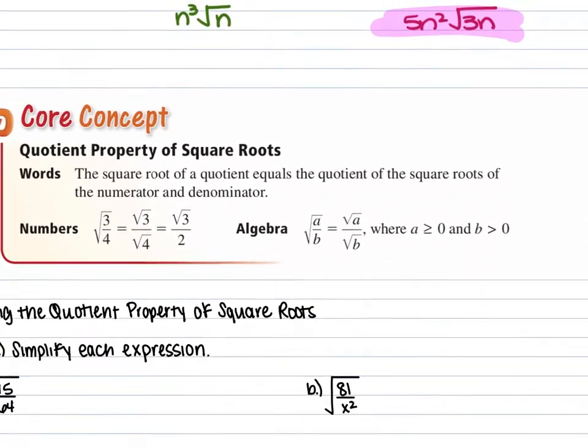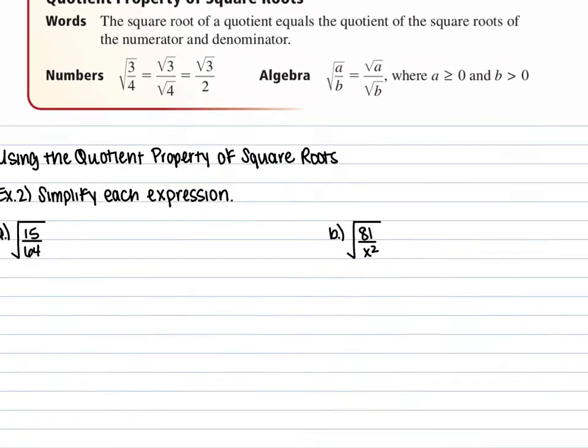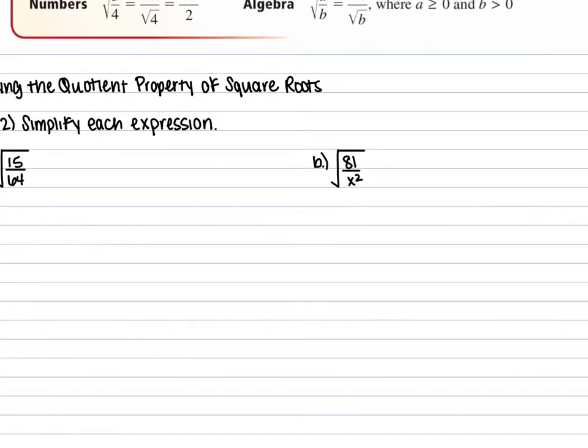For our next part of our lesson, we are using the quotient property in order to simplify these radicals. So if we look at example 2, we're just simplifying each of these expressions. When you have a fraction underneath your radical, you are going to be taking the root of the numerator and dividing it by the root of the denominator. With these, you cannot keep a radical in the denominator of a fraction. So you would have to rationalize the denominator, which I'm not sure if we do that in this section. If not, we will get to it eventually.